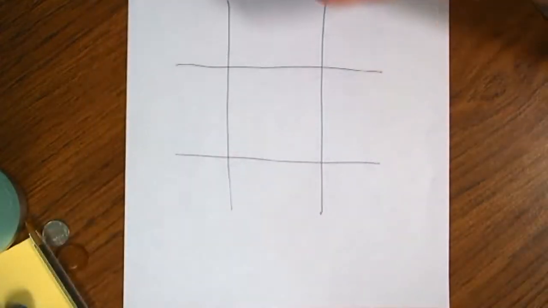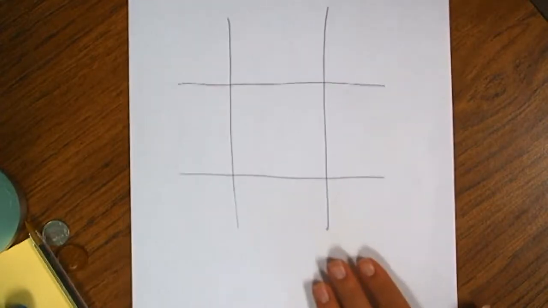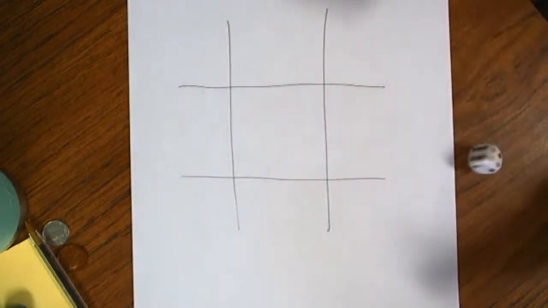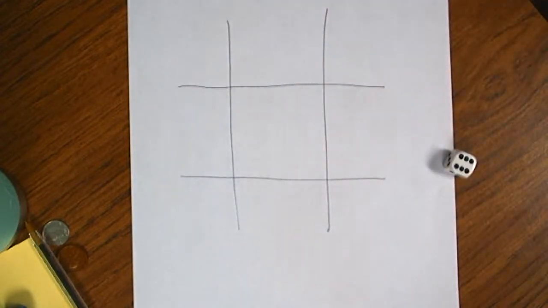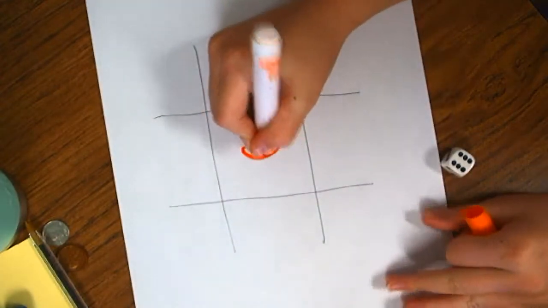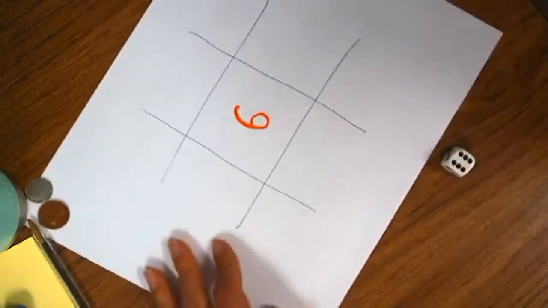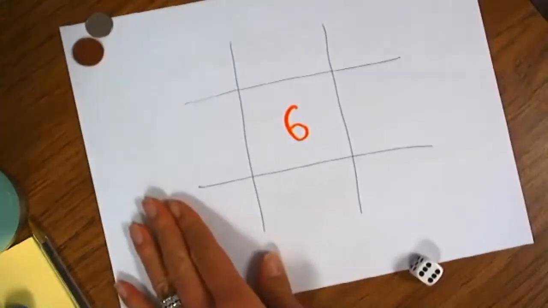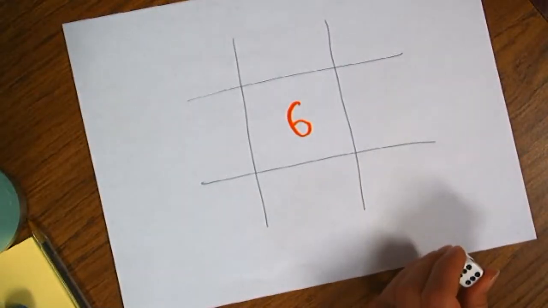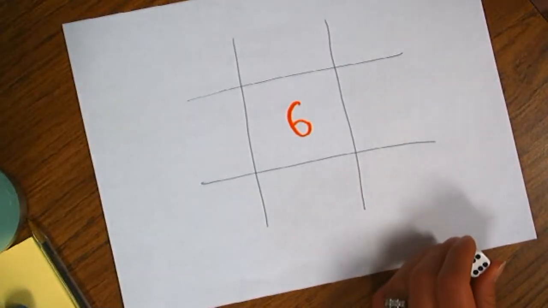Okay. And then she's going to pick a spot to put her number in. Let me just put 6. Okay. I guess I'll put it in the middle. Okay, we'll move it around this way so you guys can see too. Okay, so she rolled a 6, so she wrote hers in the middle.